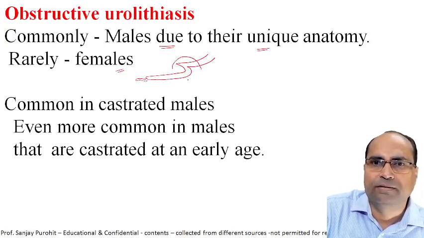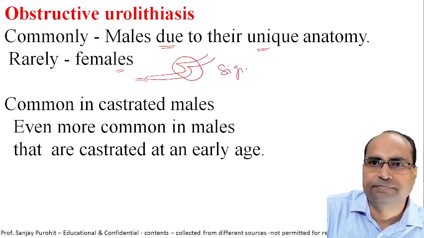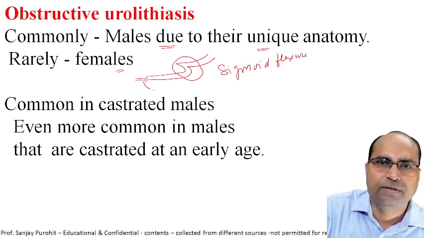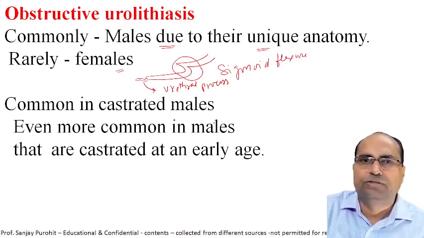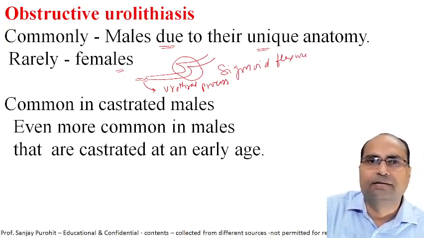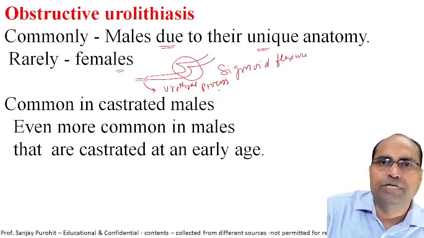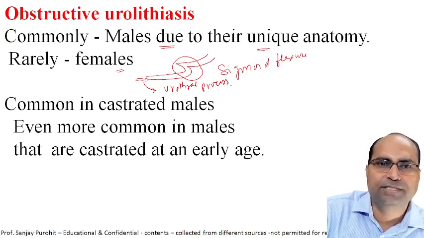This one is the sigmoid flexure. This one is the urethral process. These two sites are common for obstructive urolithiasis in bucks.